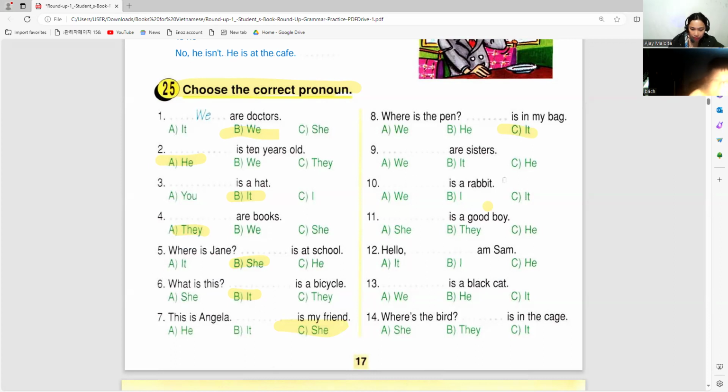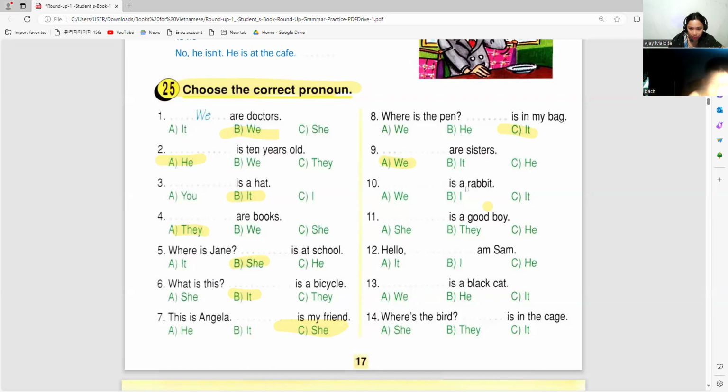How about number nine? We or he? What's your answer? Okay, we are sisters. Next, number 10. Blank is a rabbit. You will read a sentence, Wangbak. I want you to read first, and then you will choose the correct answer. Number 10: we, I, and it.